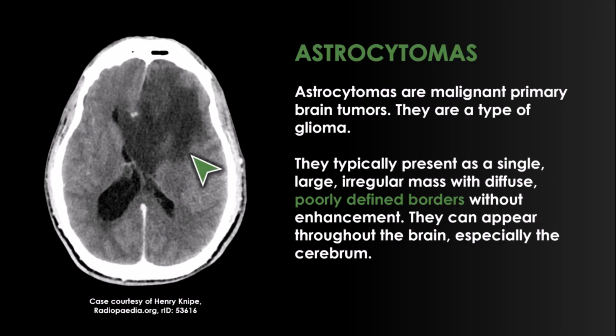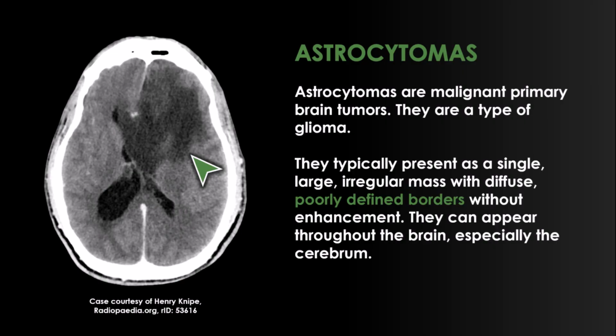This patient has an astrocytoma and it has these features. There's a very large mass, it has an irregular shape, and there are no clearly defined borders. This scan was performed with intravenous contrast, but the tumor is demonstrating virtually no enhancement whatsoever. This is a classic example of an astrocytoma.